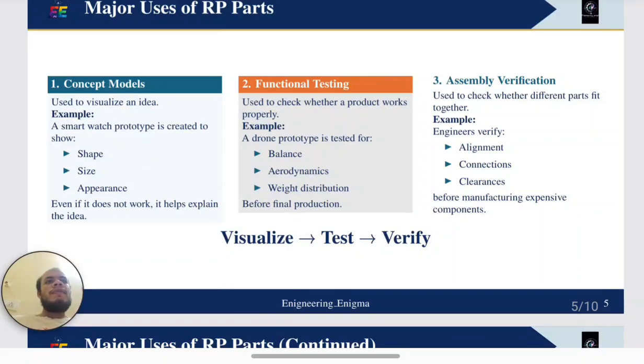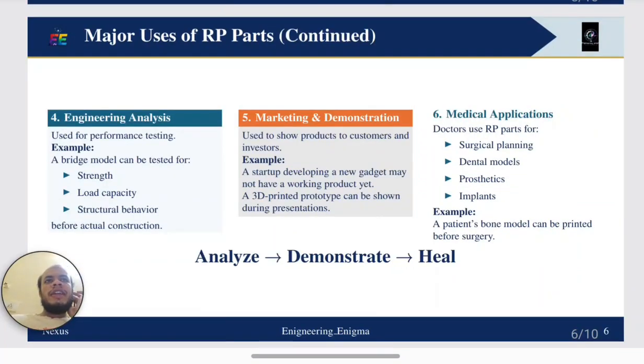So concept models help us visualize, functional testing helps us test, and assembly verification helps us to confirm. And the fourth one is nothing but engineering analysis. Engineers often want to study the performance before building the final product. For example, suppose engineers are designing a bridge. Instead of constructing the bridge, they create a prototype. Then they test strength, load capacity, structural behavior. This helps them understand how the final structure will perform. This is about engineering analysis.